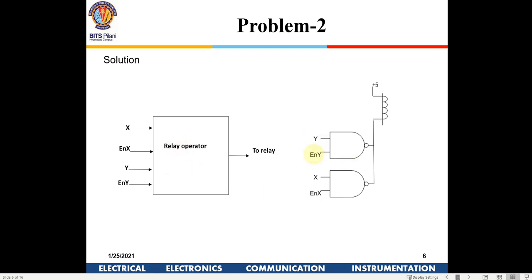Yeah, you can do that. Here, if you see Y and enable Y, X and enable X, it's a NAND gate, and 5 volt is given to the relay. If both are 1, this will go 0. So this relay will get a ground and it will get energized. Similarly, when X and enable X both are 1, it will get a ground from 0. So this is how we can implement it. Can anybody see any problem with this circuit?